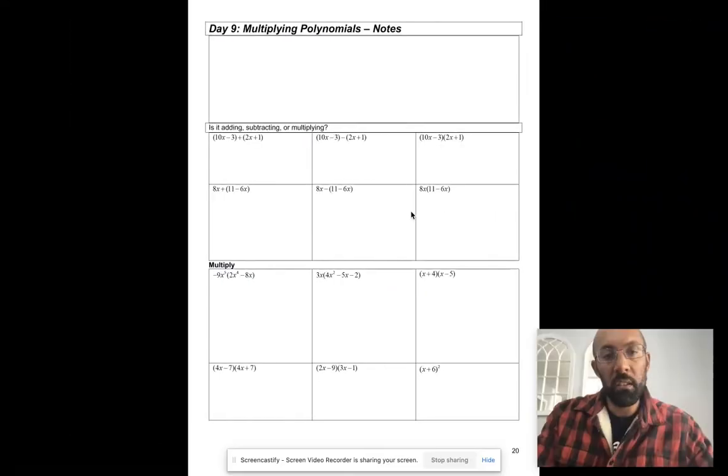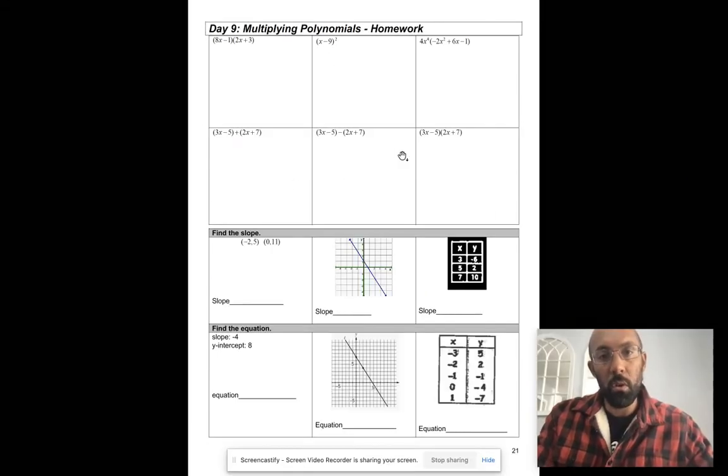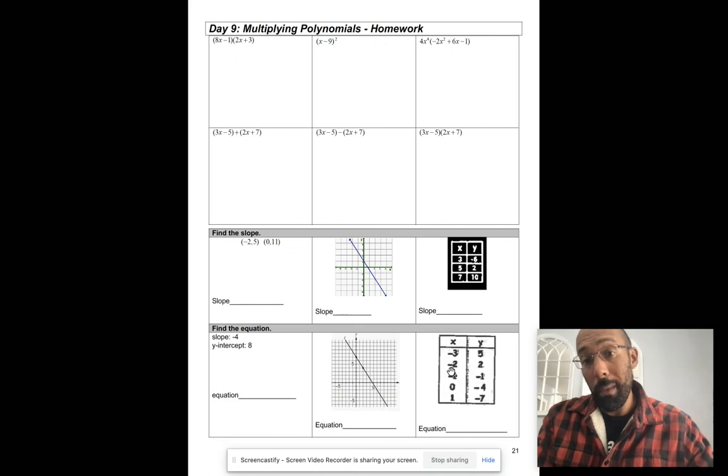Okay, make sure you guys complete the next page, which is your homework. It's a little bit more of the multiplying, and then here at the bottom, a little review on making equations.